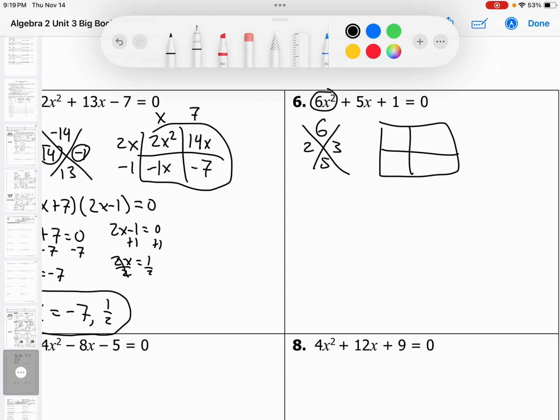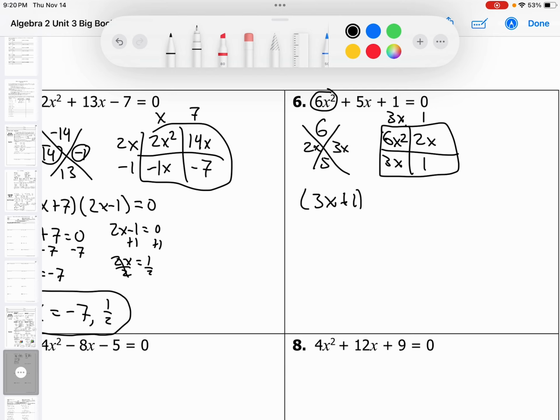6x squared, the first term, goes in the first box, so we have 6x squared here. The last term 1 goes in the last one. And then the 2 and the 3 will become 2x and 3x, which will go in the middle boxes. So then we need to see what do 6x squared and 3x have in common, and that would be 3x. And then what 2x and 1 have in common is 1. And my first factor would be 3x plus 1.